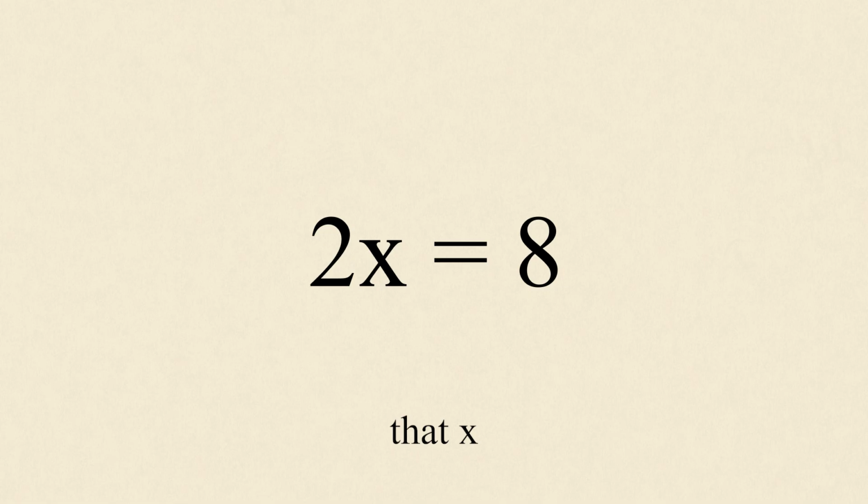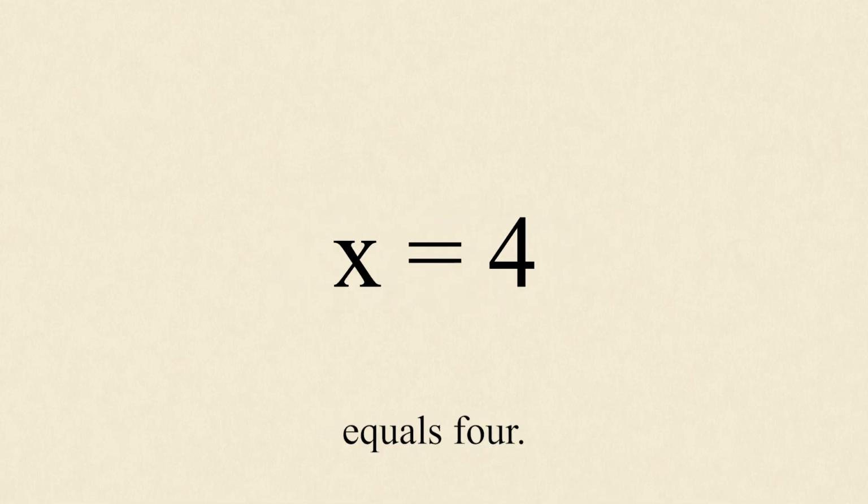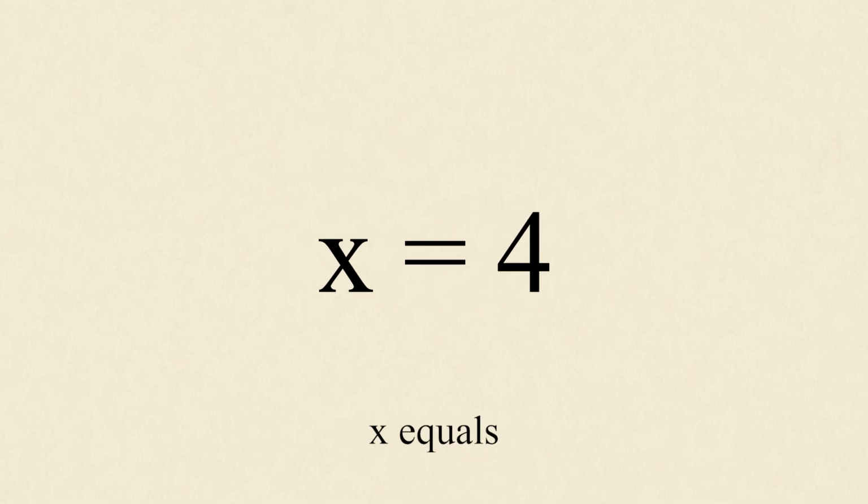This means that x is multiplied by 2. And what number do we need to multiply by 2 to get 8? We can find it by dividing 8 by 2, which equals 4. And therefore, x equals 4.